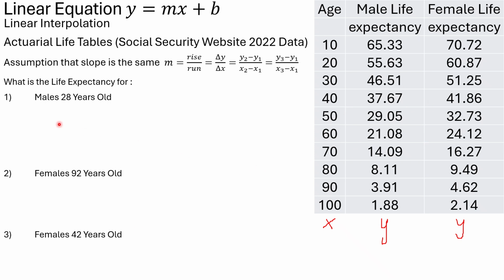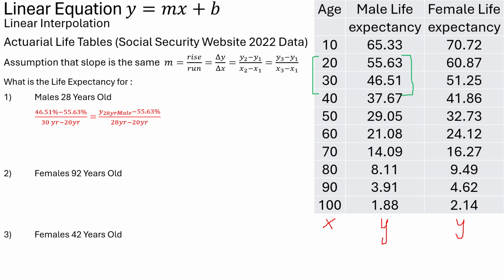All right, so males at 20 years old, you would use 20 and 30 years, the data from 20 and 30 years, and the column for males. These are all in percentages. And the first thing you would write out is this ratio of slopes, or equate this ratio of slopes. So we have 30 and 20 years. So at 20 years, we have 55.63%. And at 30 years, we have 46.51%.